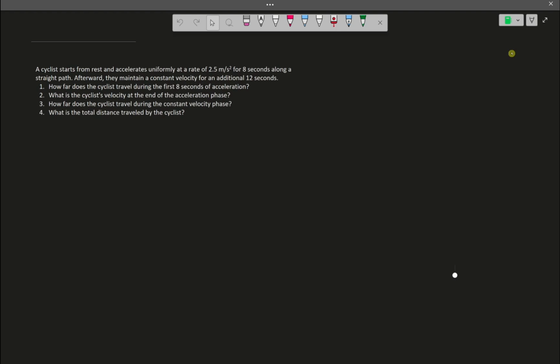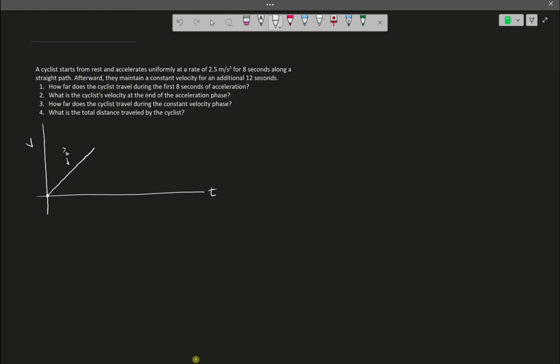So let's start by, instead of drawing a cartoony picture, I'm actually going to consider what's happening to their velocity as this is happening. So this is time, this is velocity. They're going to start from rest, right? And they're going to accelerate uniformly. So that's going to be increasing at a constant rate, because the slope of this line is the acceleration.